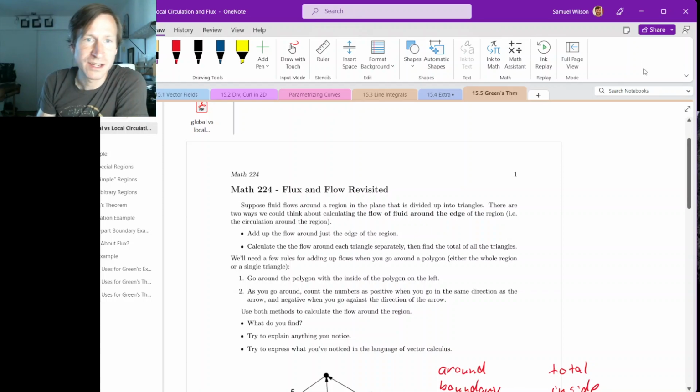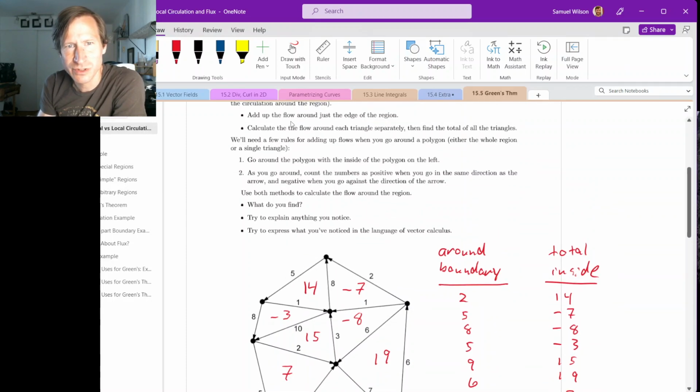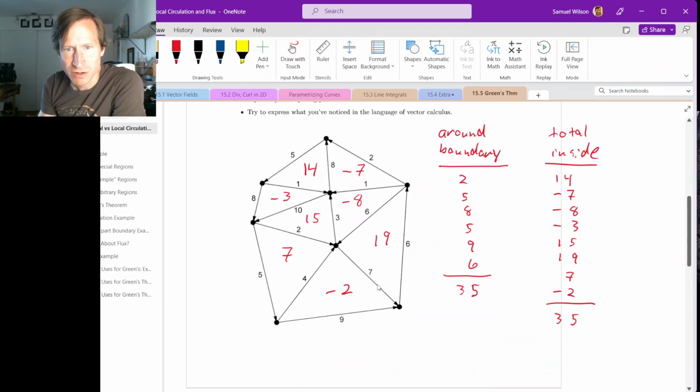All right, hopefully you've had time to work on this handout to compare flow around the boundary compared to the total flow inside, using these rules to add up the flow inside any particular triangle in this diagram. Here's what I got when I worked out all of the circulations inside for each triangle. And when I add things up around the inside, I get a total flow of 35, a circulation of 35. And when I add things up only around the boundary, I also get a flow of 35.